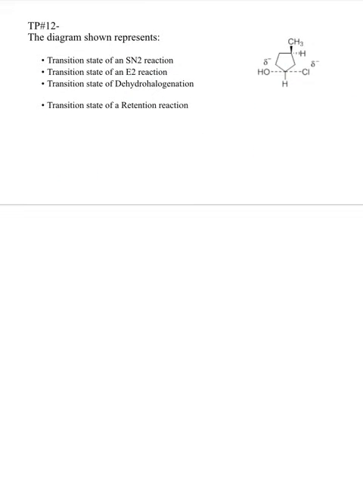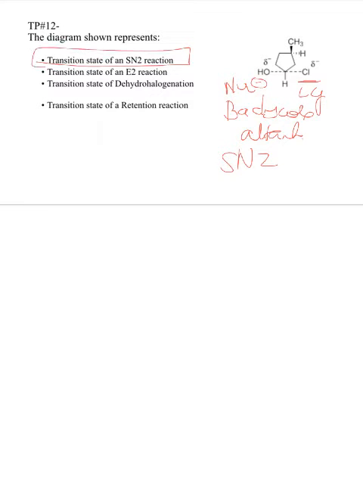Okay, the diagram shown represents what? So what's going on here? This is a transition state, and in this transition state, what's happening here? Do you recognize this is a leaving group? And this is a nucleophile. And you have backside attack. So that would be an SN2 transition state. And E2 would be taking a hydrogen away.